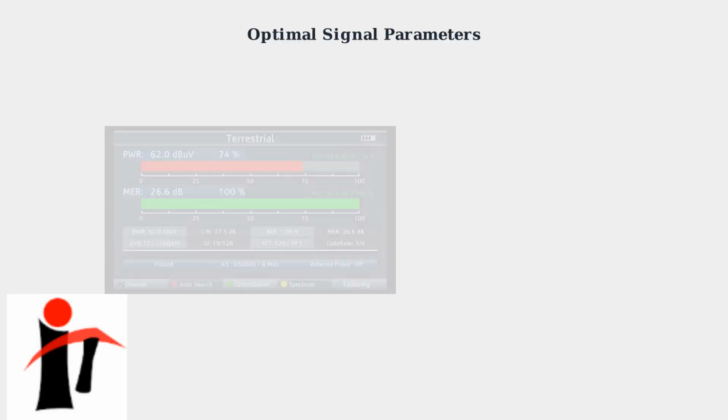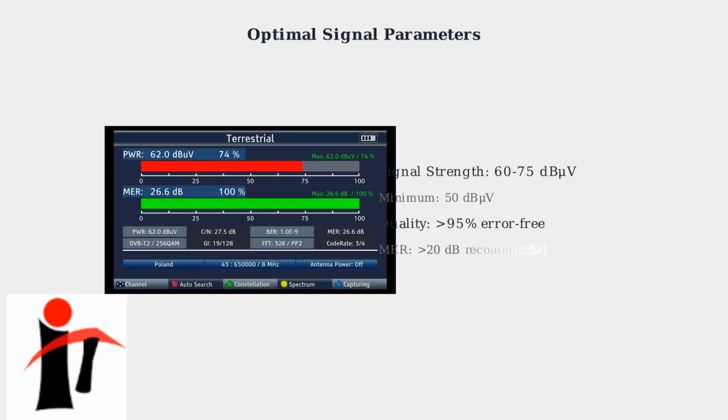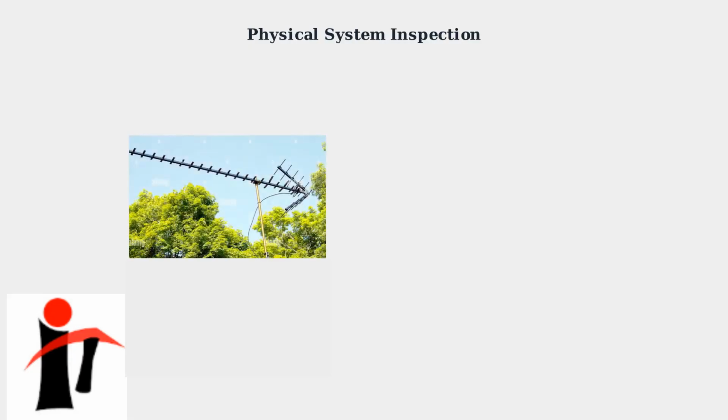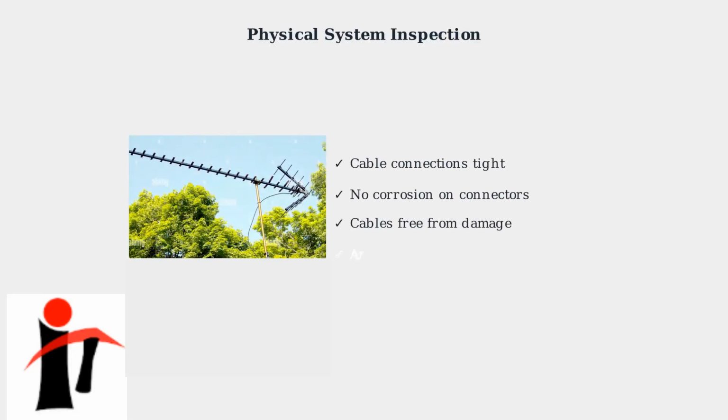Begin by checking signal strength on multiple channels and comparing readings at different times of day. This helps identify weather-related variations and signal consistency issues. Next, inspect your antenna system for physical issues. Check cable connections for tightness and corrosion, examine cables for damage, and verify proper antenna alignment.